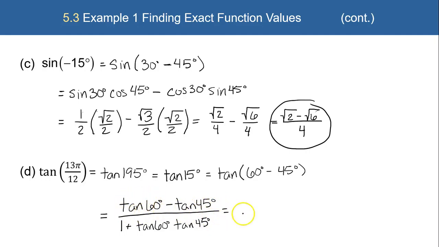So tangent of 60 degrees, that is the square root of 3. And then tangent of 45, that's 1. And then you got 1 plus, now tangent of 60, that's the square root of 3. Tangent of 45, 1. So same values up here that you're going to use down in the denominator. So this is just square root 3 times 1, which is just the square root of 3. And there you go. That is as simplified as your answer is going to get here.